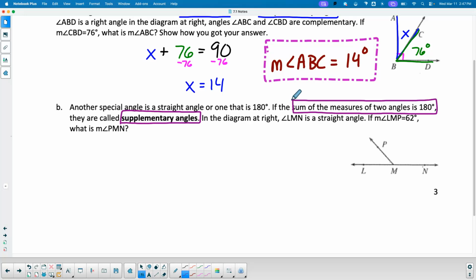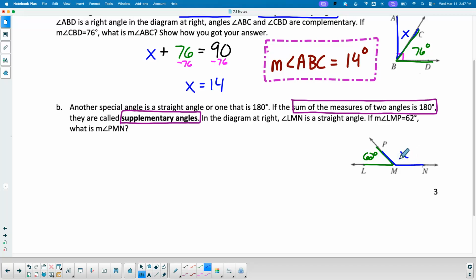So if you have a line, it's also called a linear pair. When you get into Math 2 next year, you'll call it a linear pair also. Okay? LMN is a straight angle. So it says that LMP is 62 degrees. We want to find the measure of angle PMN.